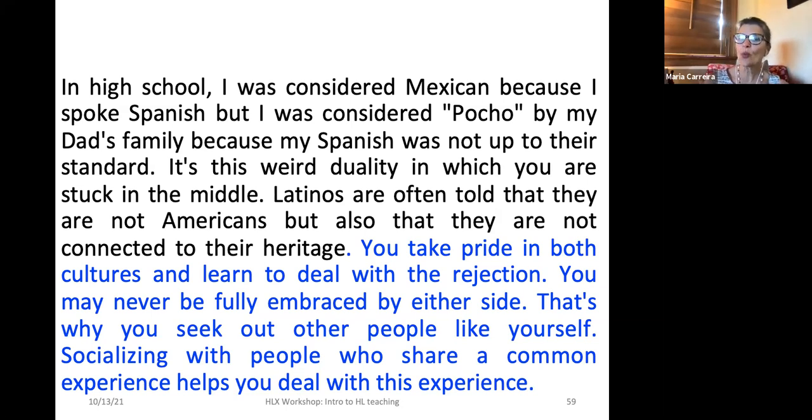It's this weird duality in which you're stuck in the middle. Latinos are often told that they're not Americans, but also that they're not connected to their heritage. You take pride in both cultures and learn to deal with the rejection. You may never be fully embraced by either side. That's why you seek out other people like yourself. Socializing with people who share a common experience helps you deal with this experience.